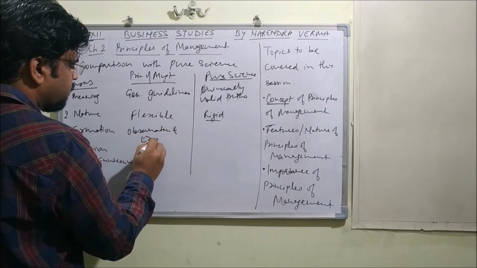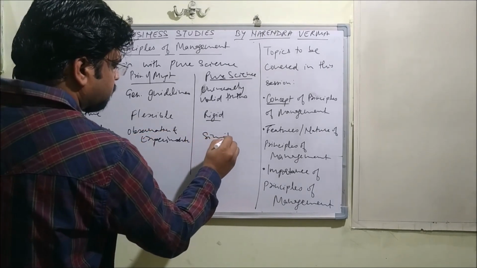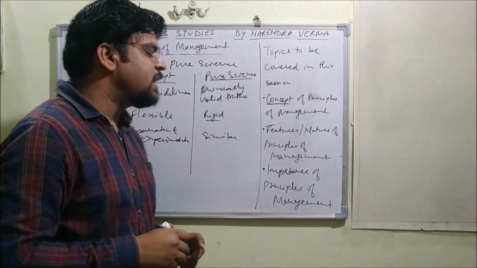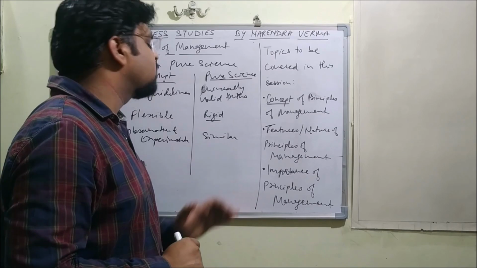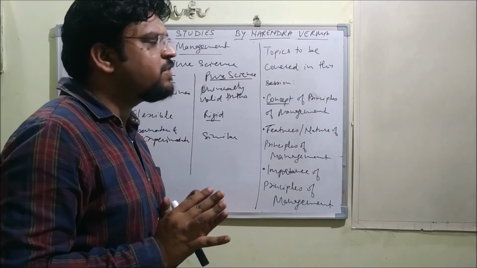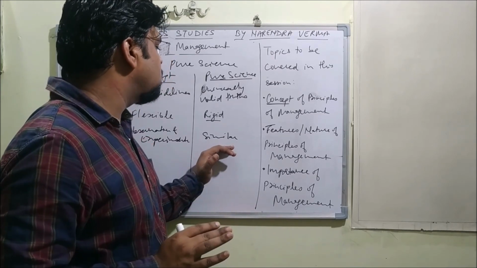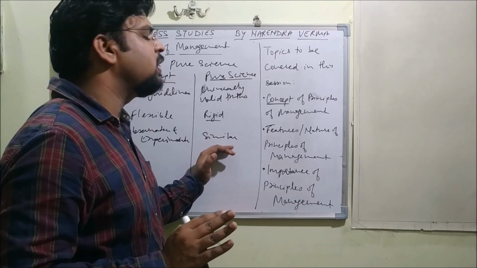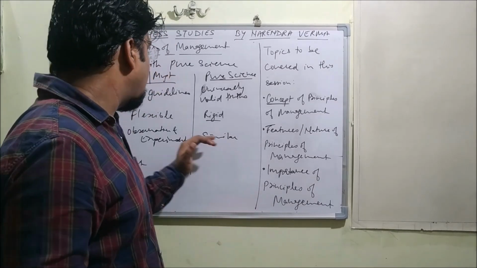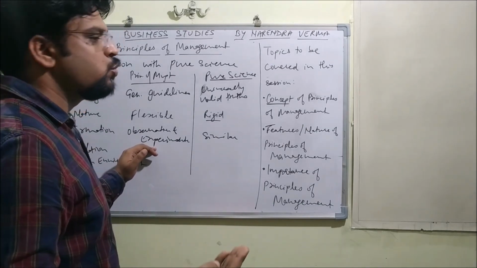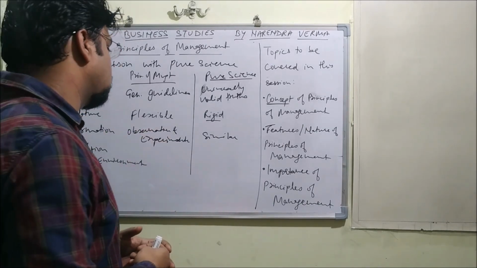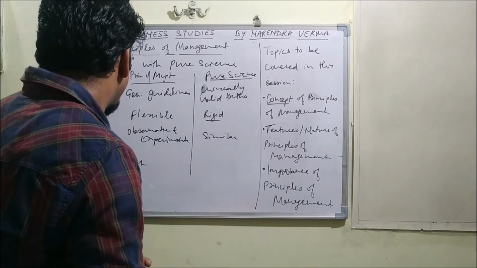Now formation. These have been developed from observation and experimentation. It is similar here, because science principles have also undergone observation and experimentation, but there is a bit of difference. Science principles have been experimented in labs, while management principles have been experimented in actual work situations, in any organization, in the work environment.